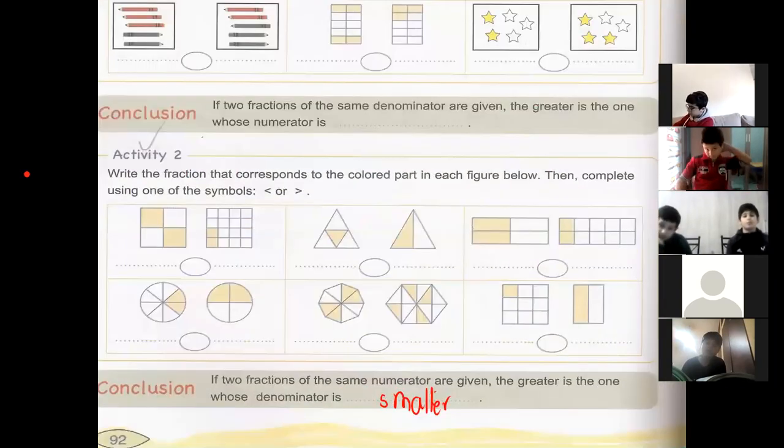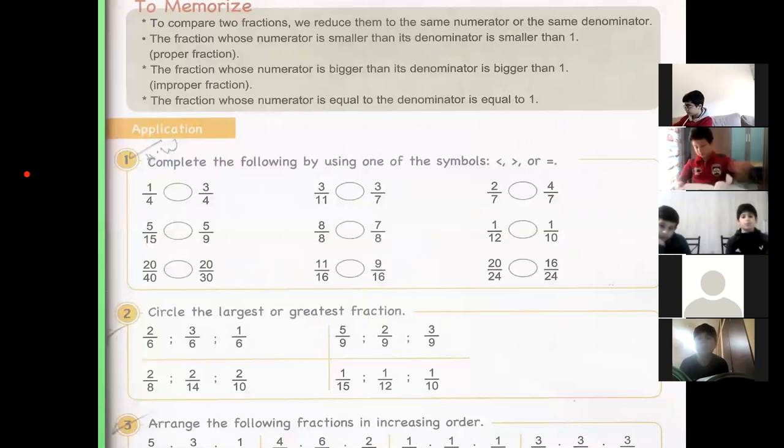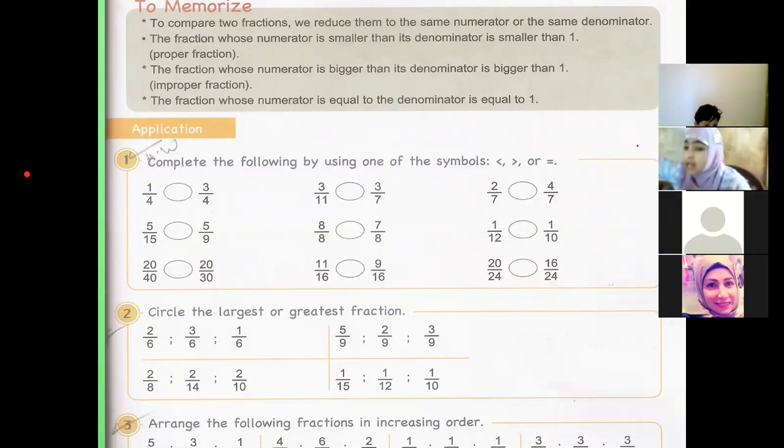Yes. Okay. The denominator is bigger than the numerator, and improper is when the numerator, the top, is bigger than the denominator. So let's read to memorize. A fraction whose numerator is smaller than its denominator, so they are less than 1, and we call them what?